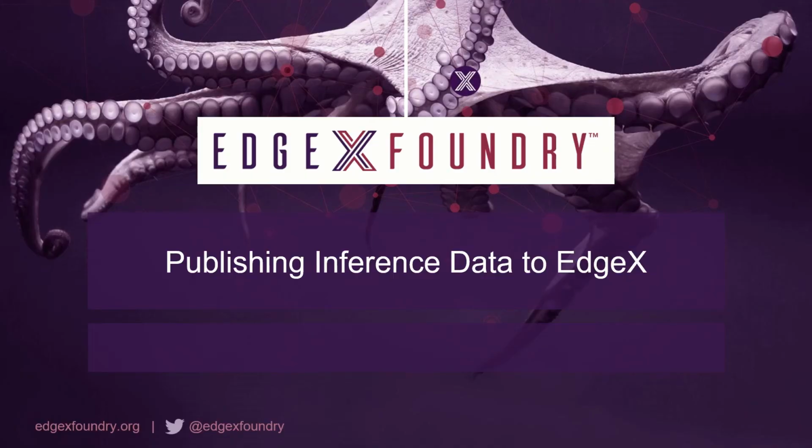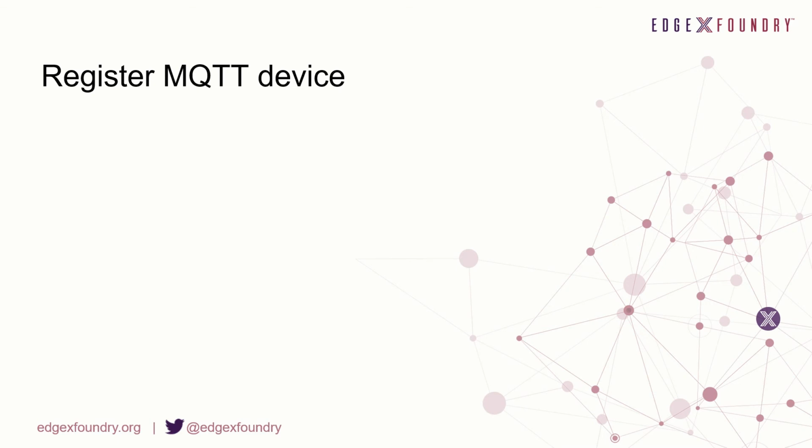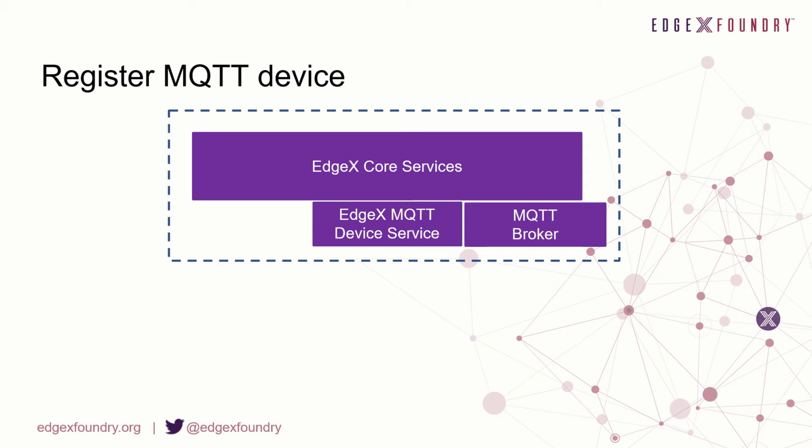Publishing inference data to EdgeX. The first thing that we need to do is to run the EdgeX framework. In this case, we're going to be using EdgeX 2.0 Ireland version. Once we are running EdgeX, we need to register an MQTT device service. This can be done by default if we just include the EdgeX MQTT device service. This will register an initial MQTT device. We can use that device to publish some data.